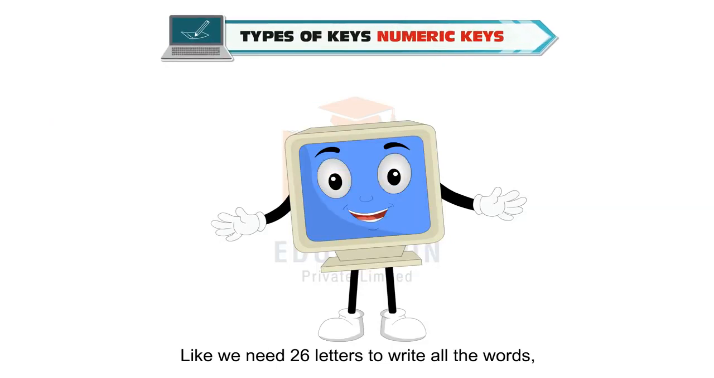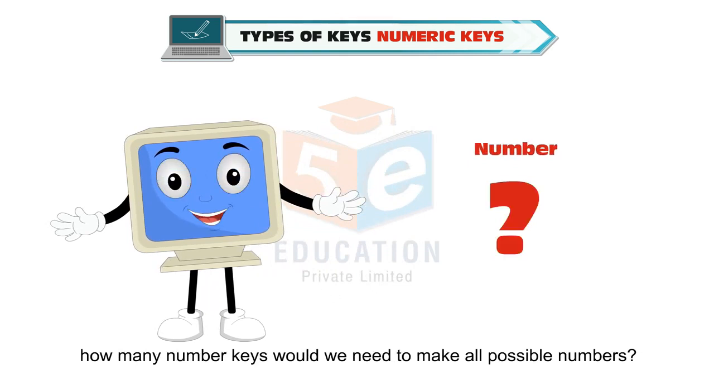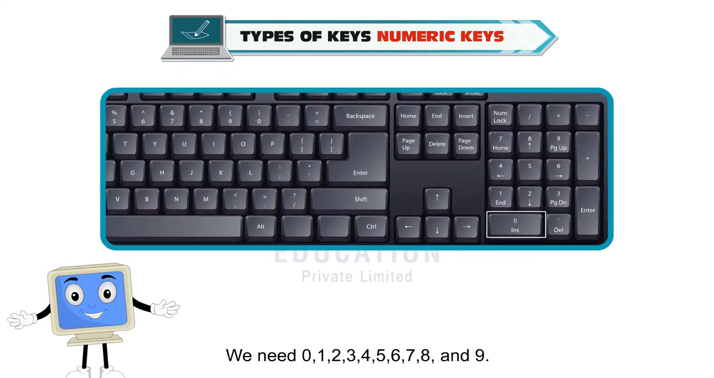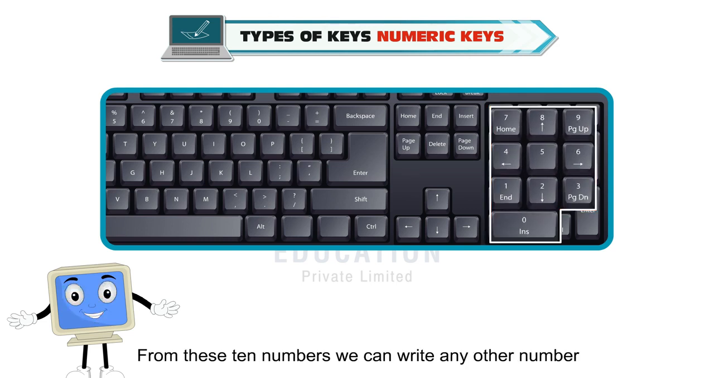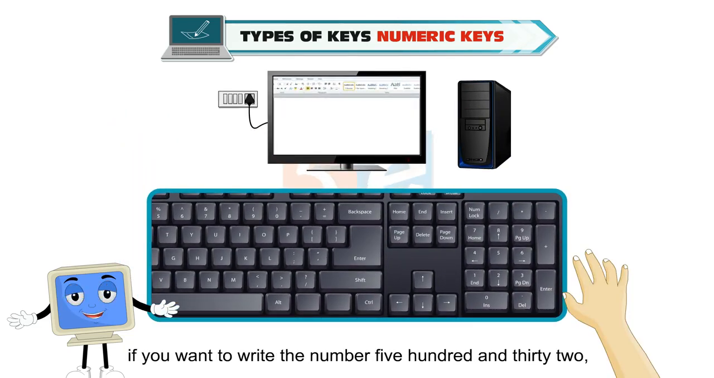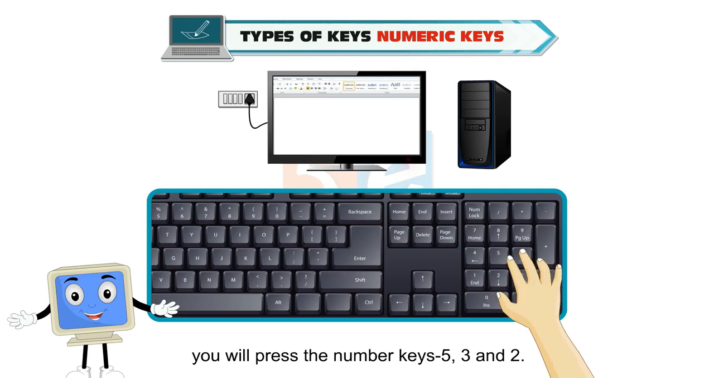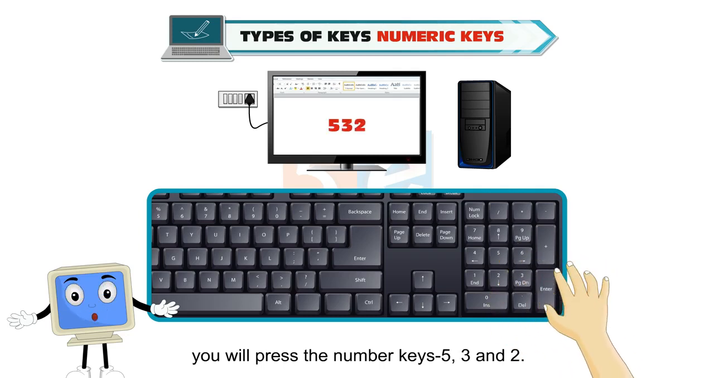Like we need 26 letters to write all the words, how many number keys would we need to make all possible numbers? We need 0, 1, 2, 3, 4, 5, 6, 7, 8 and 9. From these 10 numbers, we can write any other number by pressing them in sequence. For example, if you want to write the number 532, you will press the number keys 5, 3 and 2.